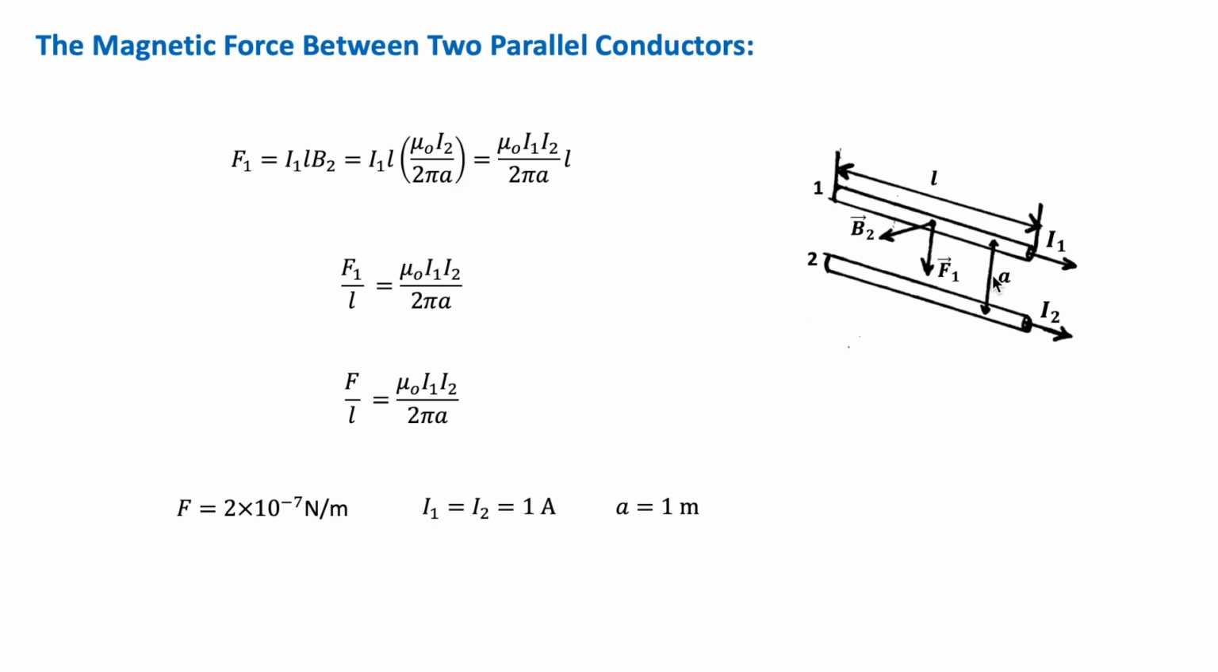And the useful application of this force is that it can be used to define the unit of Ampere. So if we have two long parallel wires that are 1 meter apart, so a is equal to 1 meter, and each is carrying the same current, and the force per unit length on each wire is 2 times 10 to the minus 7 Newton per meter, then the current in each wire is equal to 1 ampere, okay?